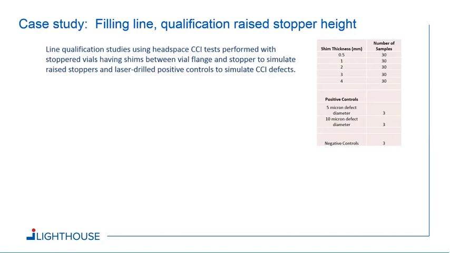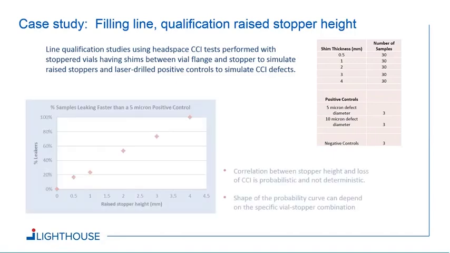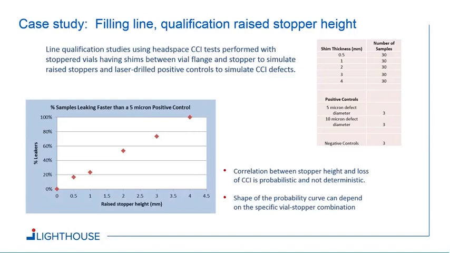We had shims of various thicknesses. You can see that you can very easily use statistically relevant sample sets, in this case 30 at each raised stopper height. We also included different types of positive controls as well as negative controls. And here's a graph that basically summarizes the results of this study.